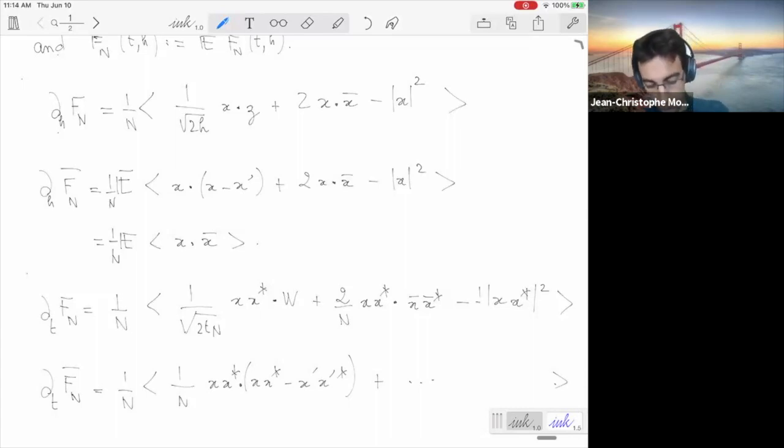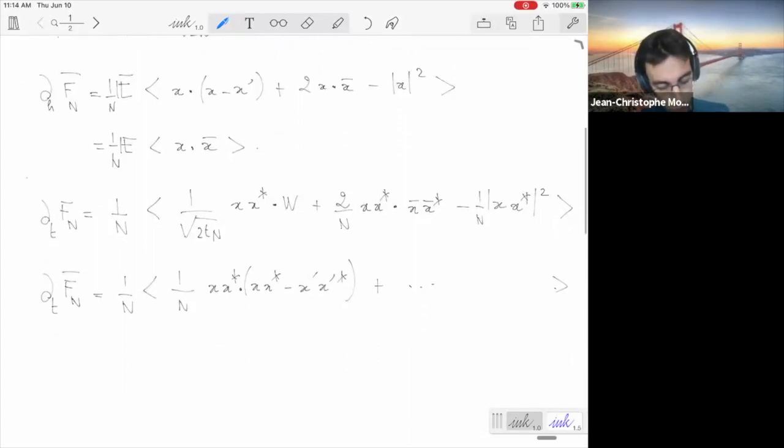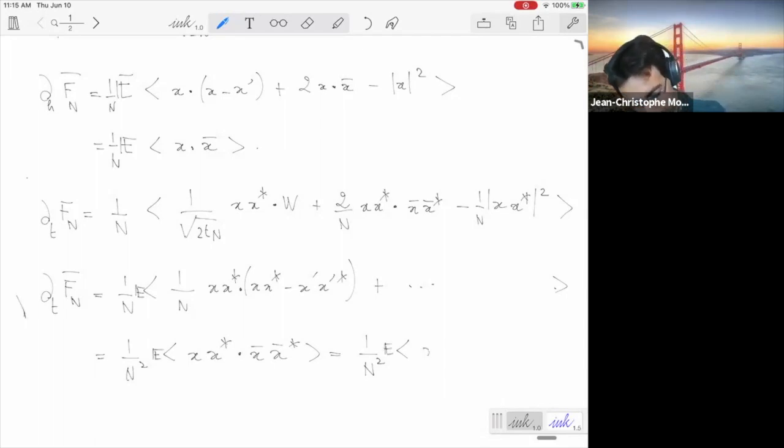Yes, thanks for the comment in the chat. I had forgotten this 1 over n. Okay, and so exactly the same simplification can be carried out in this case as well. And we get that this is 1 over n squared, x star dot x bar star, which if I want, I can rewrite as 1 over n squared, oh, I forgot the expectation here, X dot X bar squared.